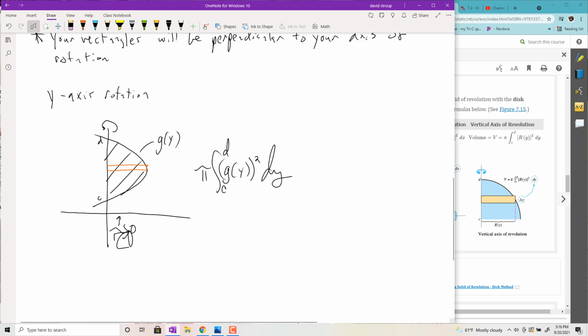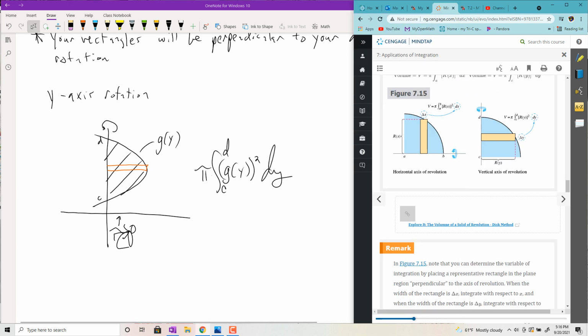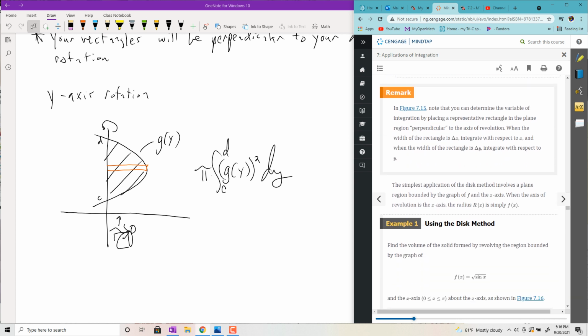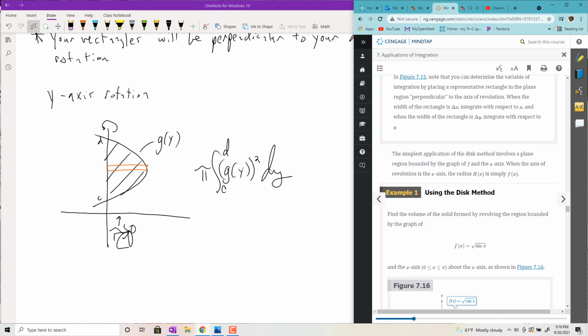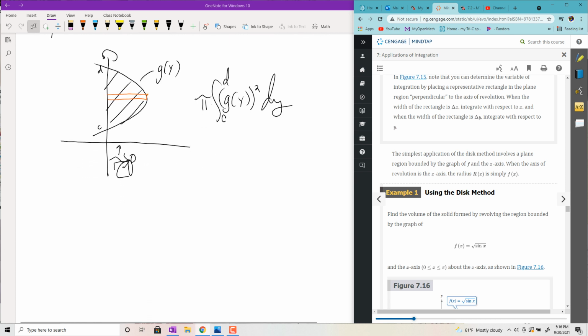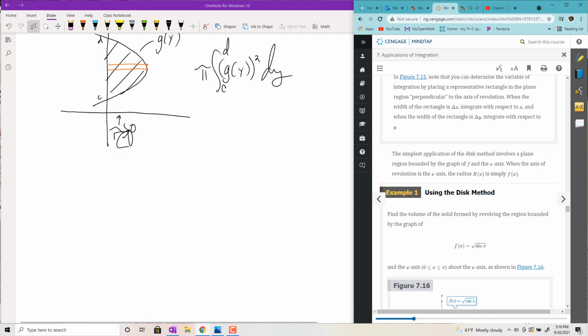So I guess you're forced in these scenarios to use either x or y based off of what axis they want you to rotate on, I believe. Okay, so let's look at example 1.